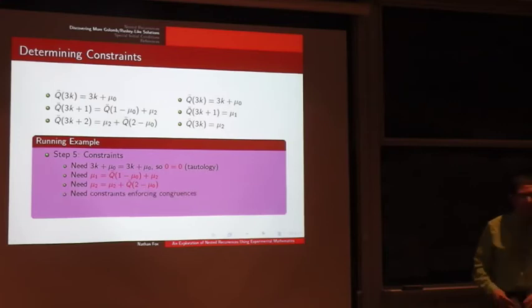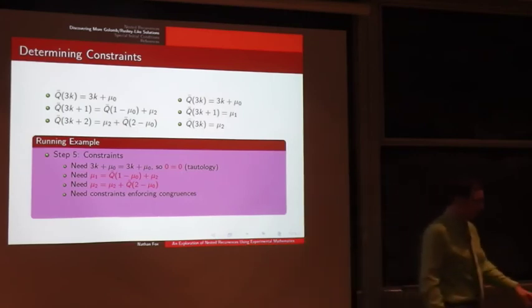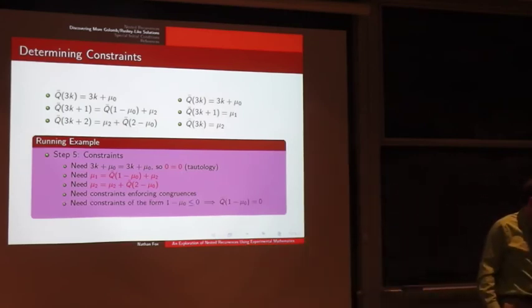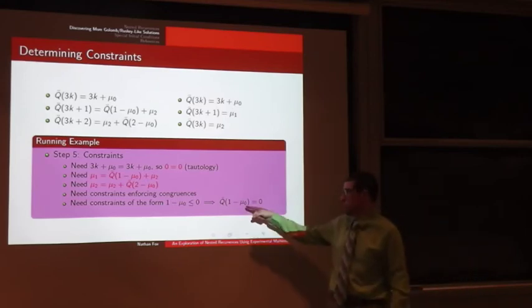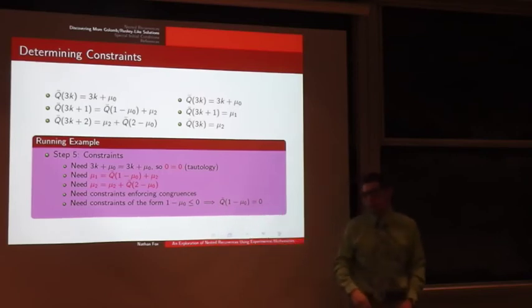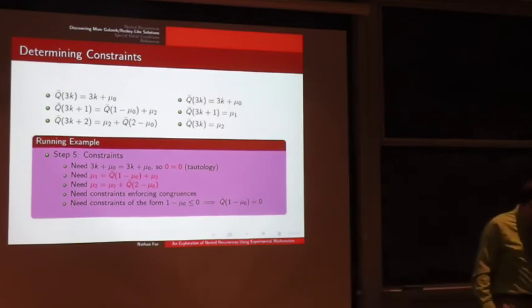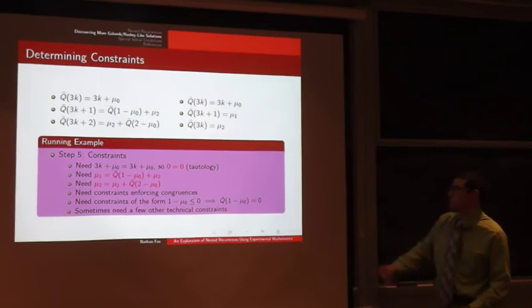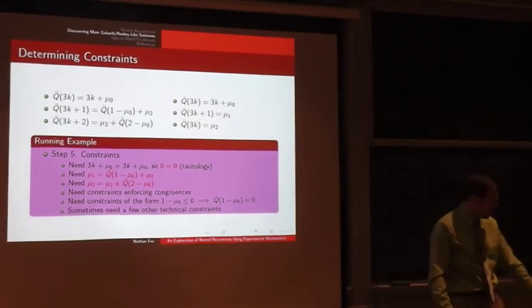And then we also need to actually enforce our congruences. That's more constraints. We also need constraints that enforce our strong death condition. So if it turns out that this index is not positive, we need to assume this term has to be 0. This is a constraint of the form if something, then something. And we also sometimes need a few other technical constraints. There isn't much else that comes up in this example, but there are occasionally other things we need.